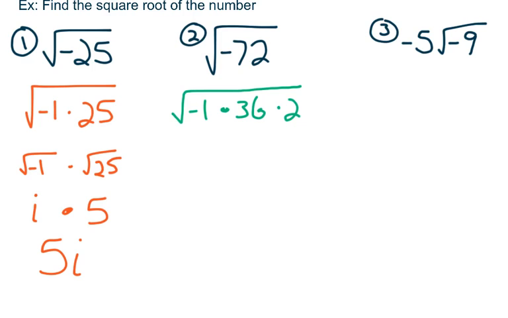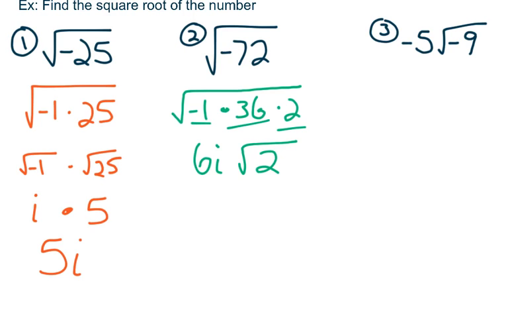Now let's break this up. I'm going to start with 36, just because I know that my number has to come first. The square root of 36 is 6. Square root of negative 1, that's what I'm going to do next. That's i. And then the square root of 2. I don't know the square root of 2, so I leave it underneath the square root symbol. So 6i times the square root of 2 would be your answer there for number 2.